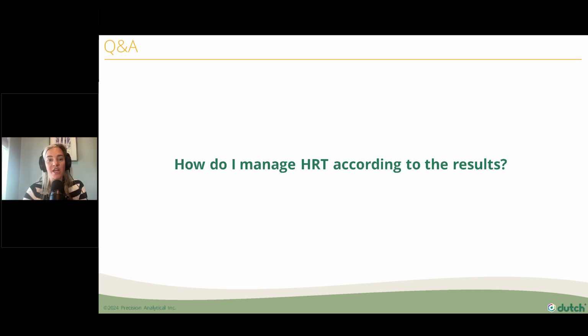Okay, next question. How do I manage HRT according to the results? So, when it comes to HRT, this is such a great question. We get asked this a lot. And estrogen metabolism is really important to consider when you're thinking about HRT. We like to recommend that you actually get a good assessment of a patient's estrogen metabolism prior to instituting HRT. There's a couple of reasons for this. One, it can help you identify women who might be at a higher risk for side effects or risk factors for things like cancer if you were to dump more estrogen into the system.